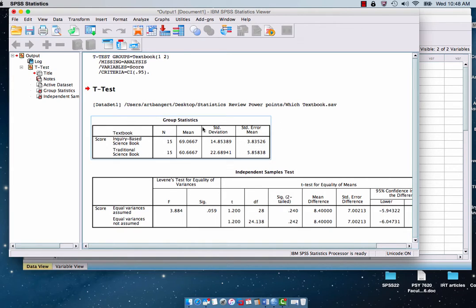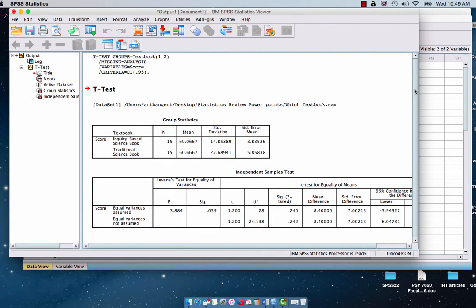So you can see that for the inquiry-based textbook, those students, on average, earned a mean of a little over 69 points on the test. For the traditional science textbook, those students earned a mean of a little over 60.